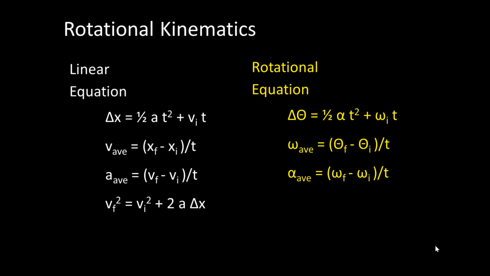And then we'll go to our favorite kinematic equation. We know that our final velocity squared is equal to our initial velocity squared plus 2 times the acceleration times our displacement, or our change in position. And yes, that also fits in the rotational world: our final angular velocity squared is equal to our initial angular velocity squared plus 2 times our angular acceleration times our change in our angular position.